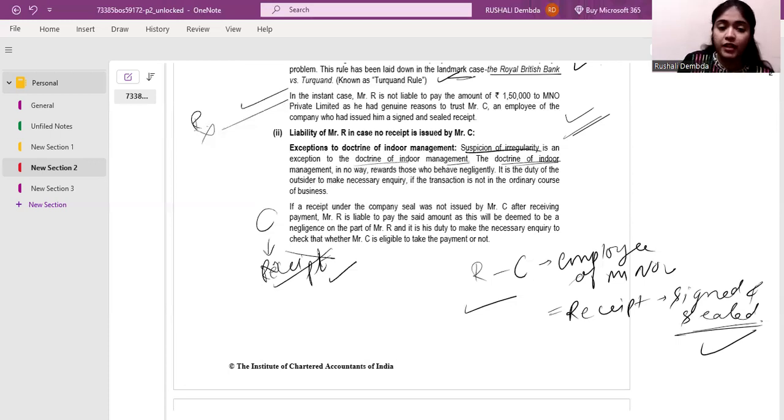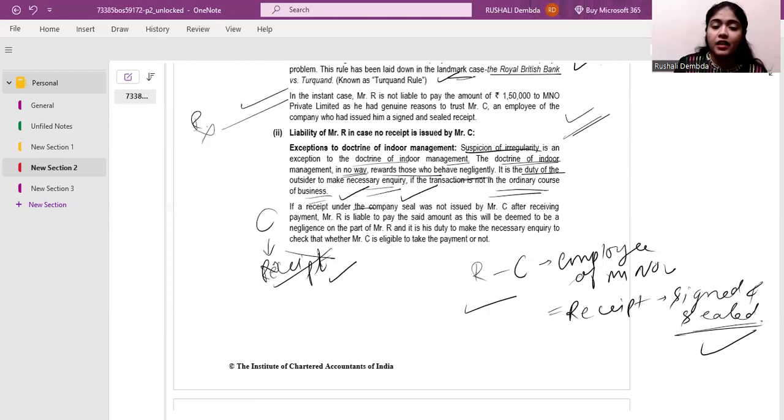The doctrine of indoor management in no way rewards those who behave negligently. It is the duty of the outsider to make necessary inquiry. If something seems suspicious, there you have to make the inquiry. If the transaction is not in the ordinary course of business, if you pay the money, you are definitely going to get a receipt. But if someone is not going to give you the receipt, or the sign or stamp is different from the earlier one, then you have to make the necessary inquiry. Okay, this was the provision mentioned here. Then they have given the facts of the case and conclusion.